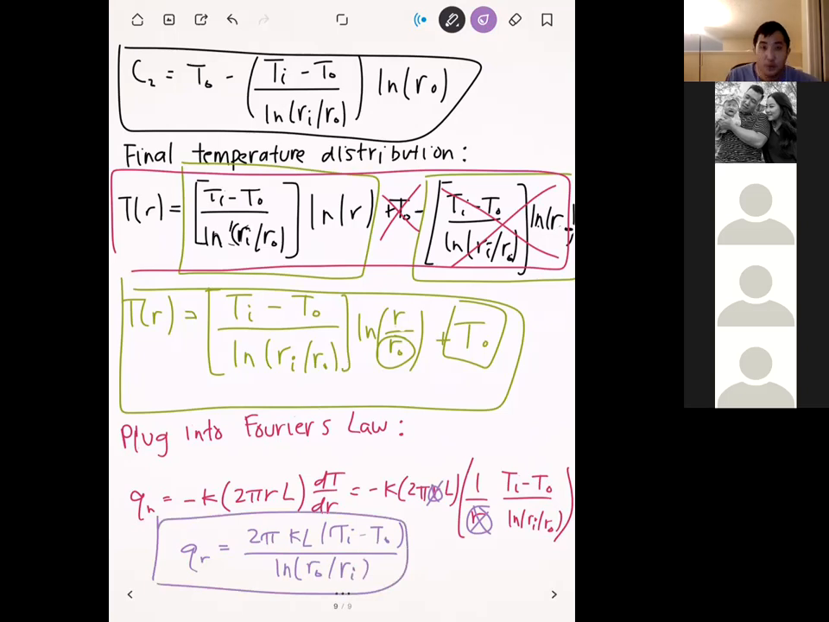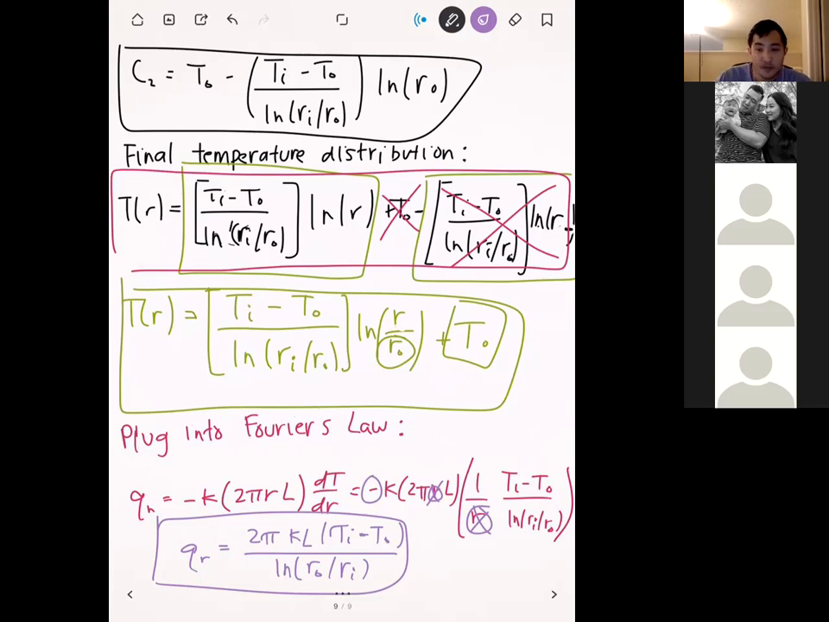And so you notice on the bottom there, I swapped the order of R_i and R_o because there was this negative out in front. And so I use that negative to basically swap the bottom. The reason for that is that usually R_o, since it's the outer radius, is going to be bigger than R_i. And so it's useful to have the bigger number over the smaller one when you're doing a logarithm. So I just use that negative to flip the order of that. Okay. Any questions on this?